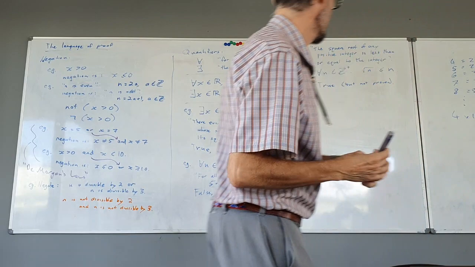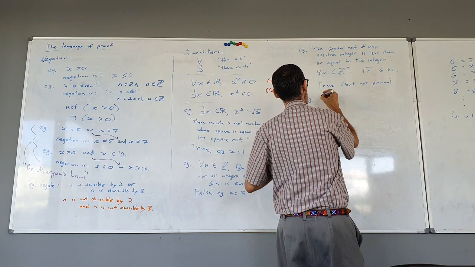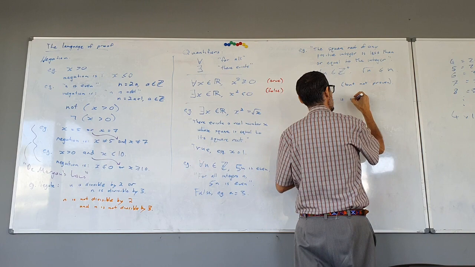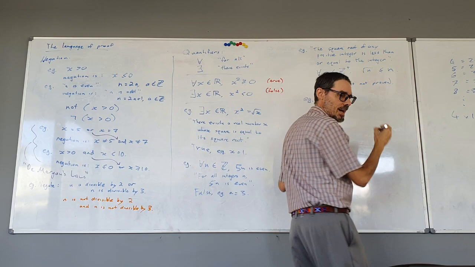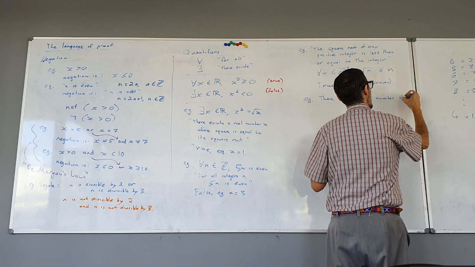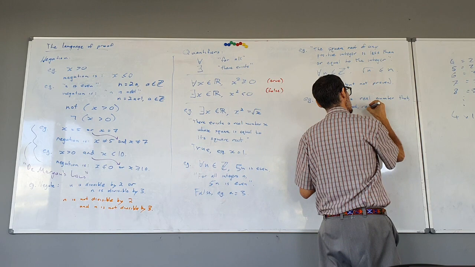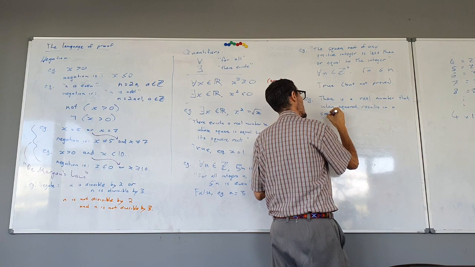Proving this requires a lot more work because I'm proving it for all. More practice? One more? This was a positive integer. There is at least, let me just read this slightly into the book. There is a real number that, when squared, results in a smaller number.